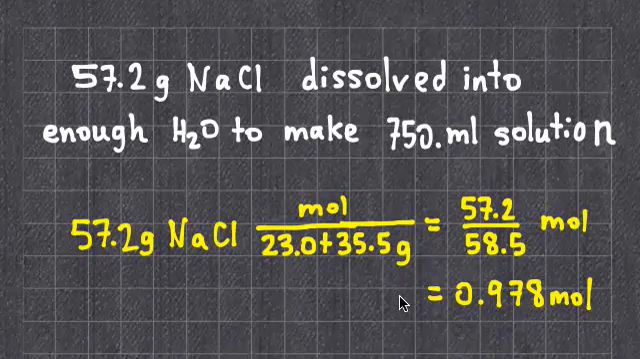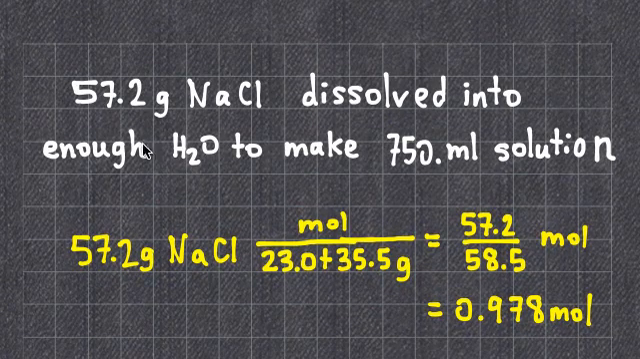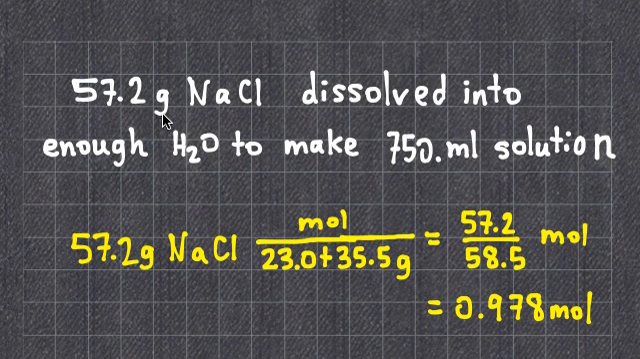Let's see. Oh, here's a tricky one. What if I had 57.2 grams of salt in enough water to make 750 milliliters? Which would indeed be very close to 750 milliliters of water, but it might be a little bit less because this solid salt does take up a little bit of space.